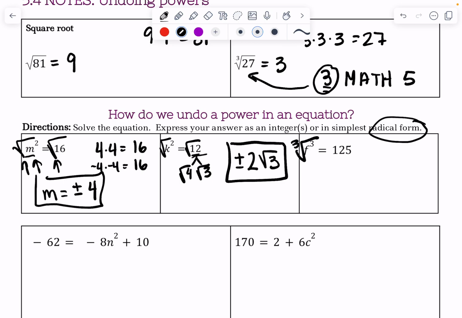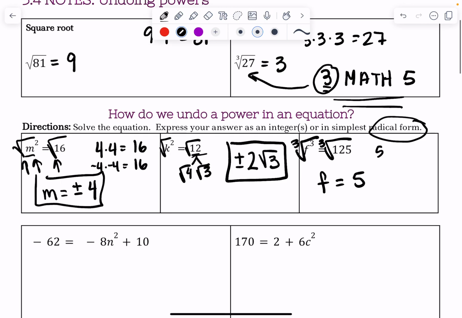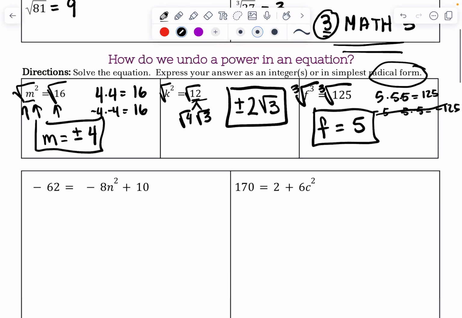Now we're going to take the cube root of 125. So again, in your calculator, you're going to do this 3 math 5 thing, and you're going to get that f equals 5. Now notice we don't have a plus or minus option here, because if we were to do positive 5 times positive 5 times positive 5, that would equal 125. But if we were to do the negative option, negative 5 times negative 5 times negative 5, we would get negative 125, not positive 125. So that option doesn't work. So we only have one possible option, the positive option.